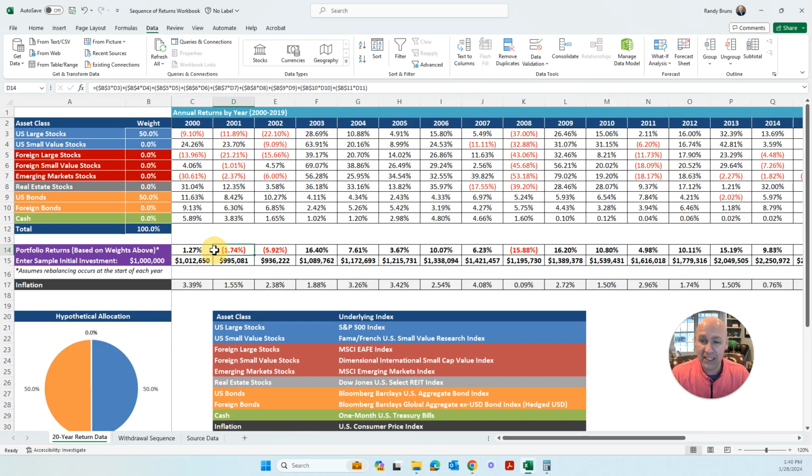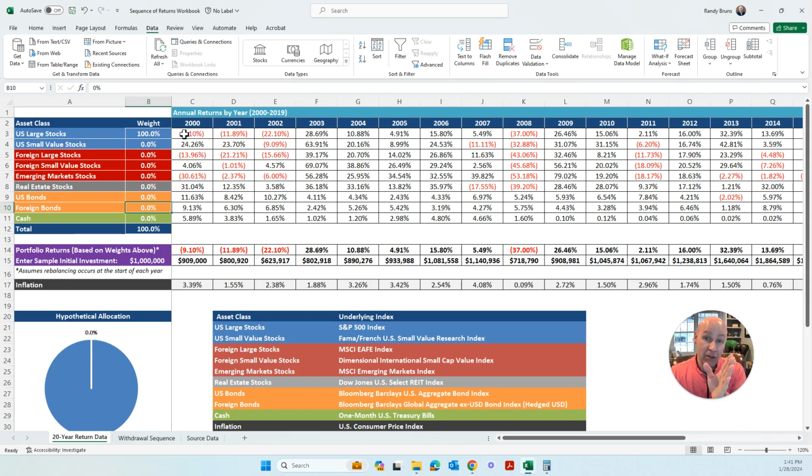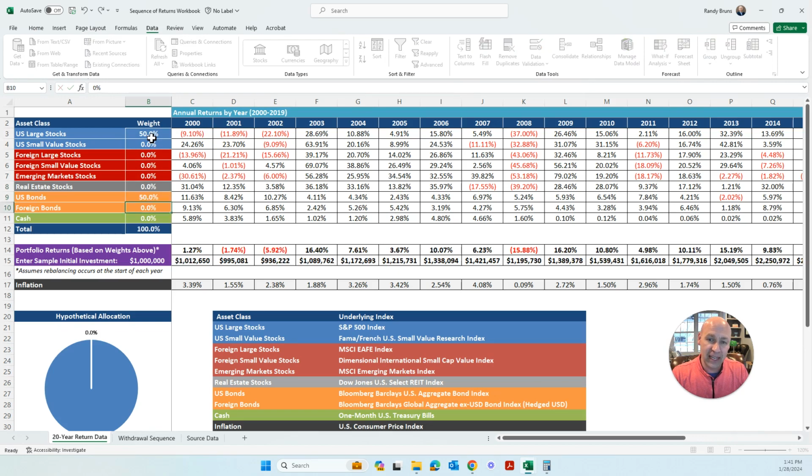You lose about 1.74% of your wealth in 2001. You lose 5.92% in 2002. You get a 16.4% increase in 2003, a 7.61%, and so forth and so on. Also, these asset classes rebalance day one of each year back to whatever your target is. And let's just test this. If we just put 100% in the S&P, now you get the -9, -12, -22. The portfolio is -9, -12, -22. But let's go back to the 50-50 allocation.